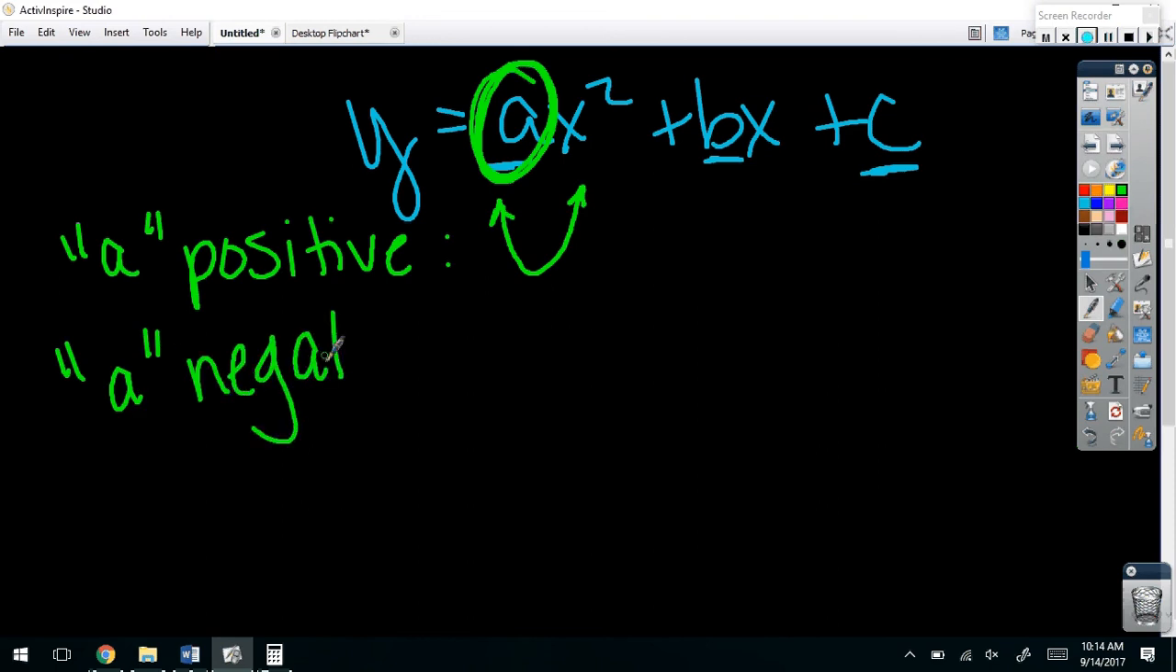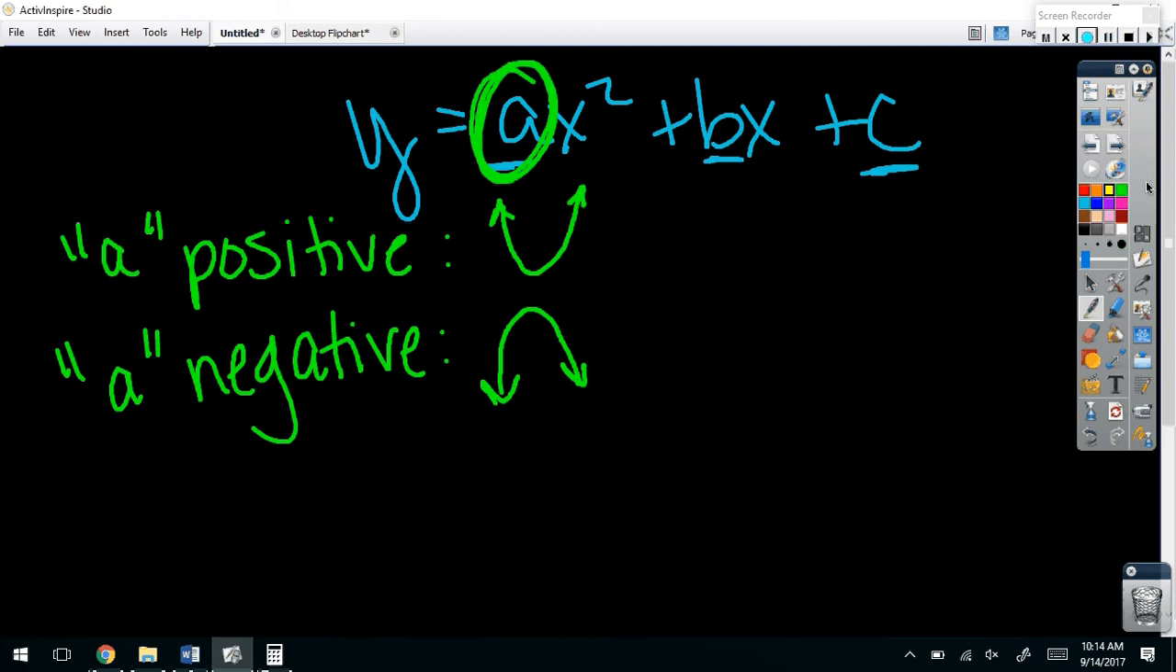If A is negative, it's going to open down. Now, that's a lot that A tells us already, right? But it also tells us something else.